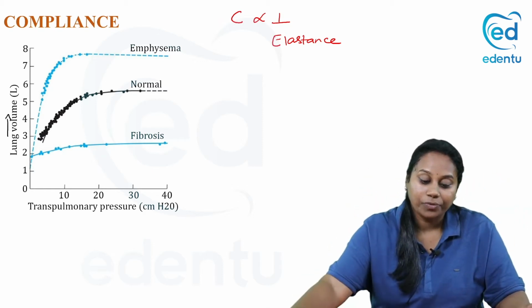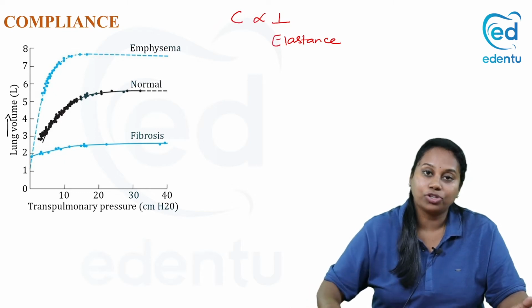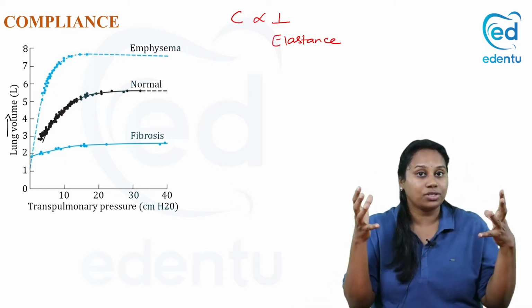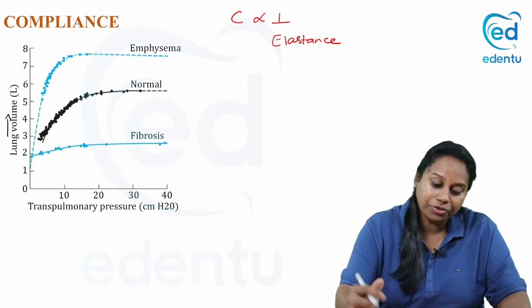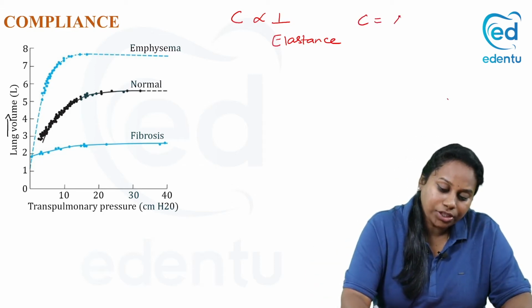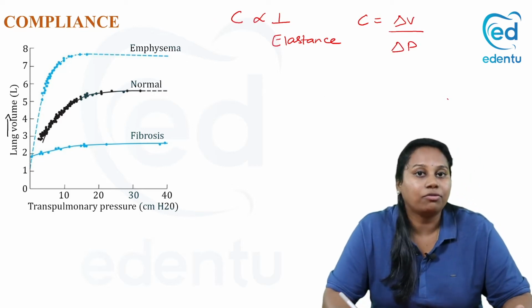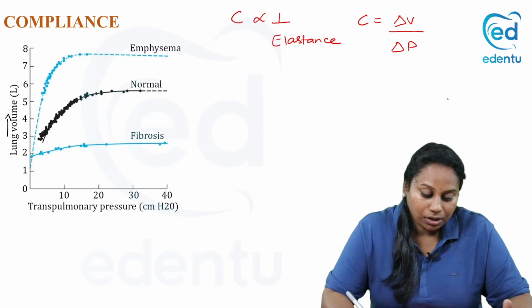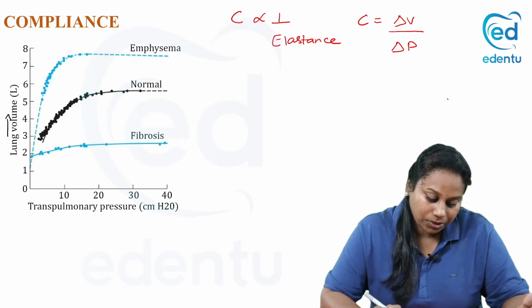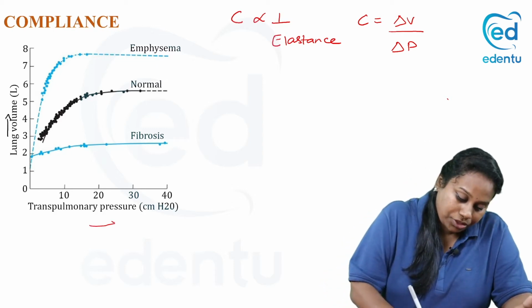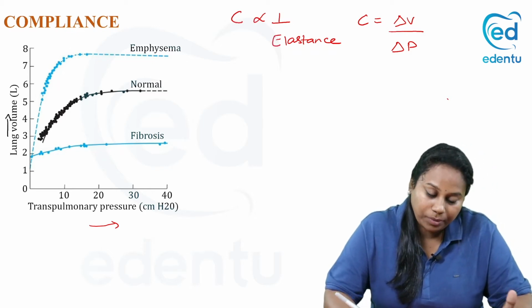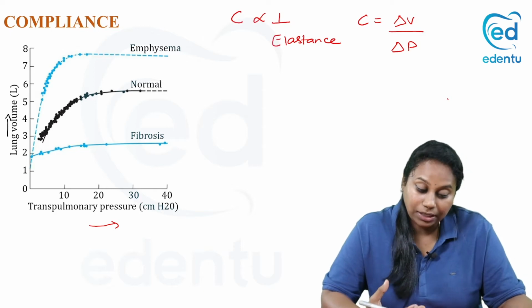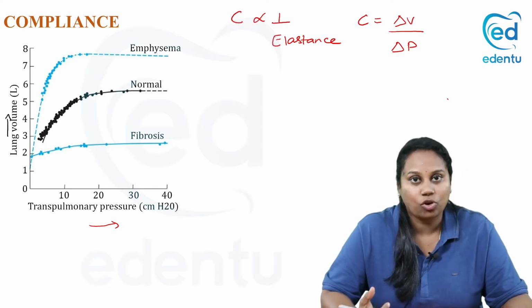So you find that compliance is inversely proportional to elastance. Ability to stretch is compliance. Ability to recoil back is elastance. And the formula for compliance is change in volume per change in pressure, delta V by delta P. So look at this compliance graph. It correlates pressure on the x-axis and volume on the y-axis, and you have a normal curve, a curve with increased compliance, and a curve with decreased compliance.